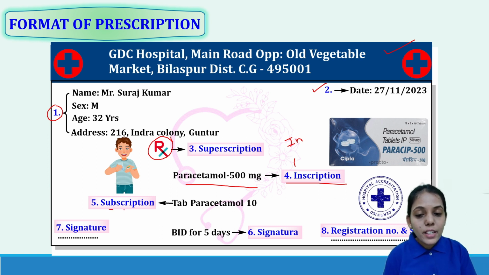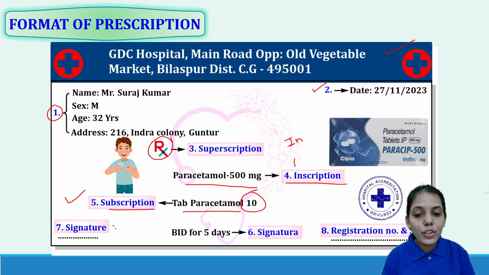Next comes the subscription part. Subscription means it is the part where the pharmacist is given instructions by the prescriber. For example, he has to dispense paracetamol tablets, and that too 10. So 10 tablets of paracetamol have to be dispensed by the pharmacist. So this is the instruction for the pharmacist.